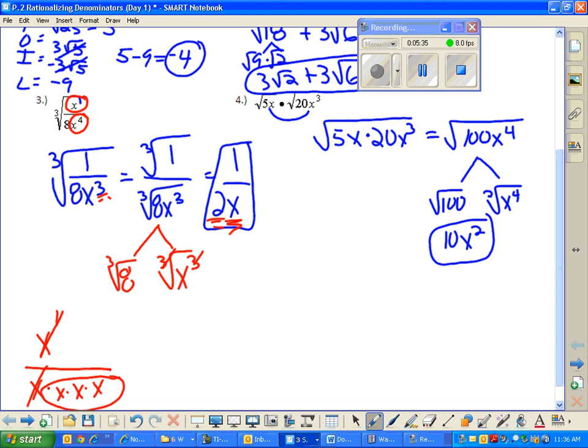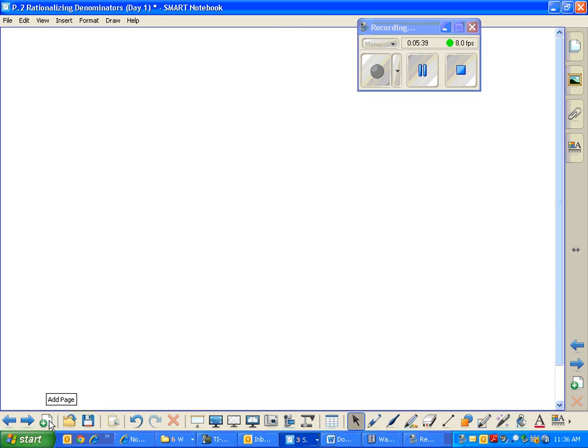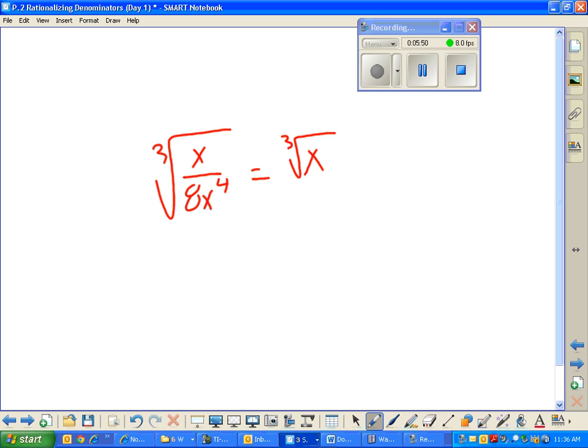So if you want to cube root x, I think this is the way you were going to approach the problem. You could correct me if I'm wrong. But this was the cube root of x over 8x to the fourth. And I think what you were thinking, which is fine, you were going to take the cube root of x first. Then you had the cube root of maybe 8, and then the cube root of x to the fourth. So we're then stuck with this simplifying business that we did last week.